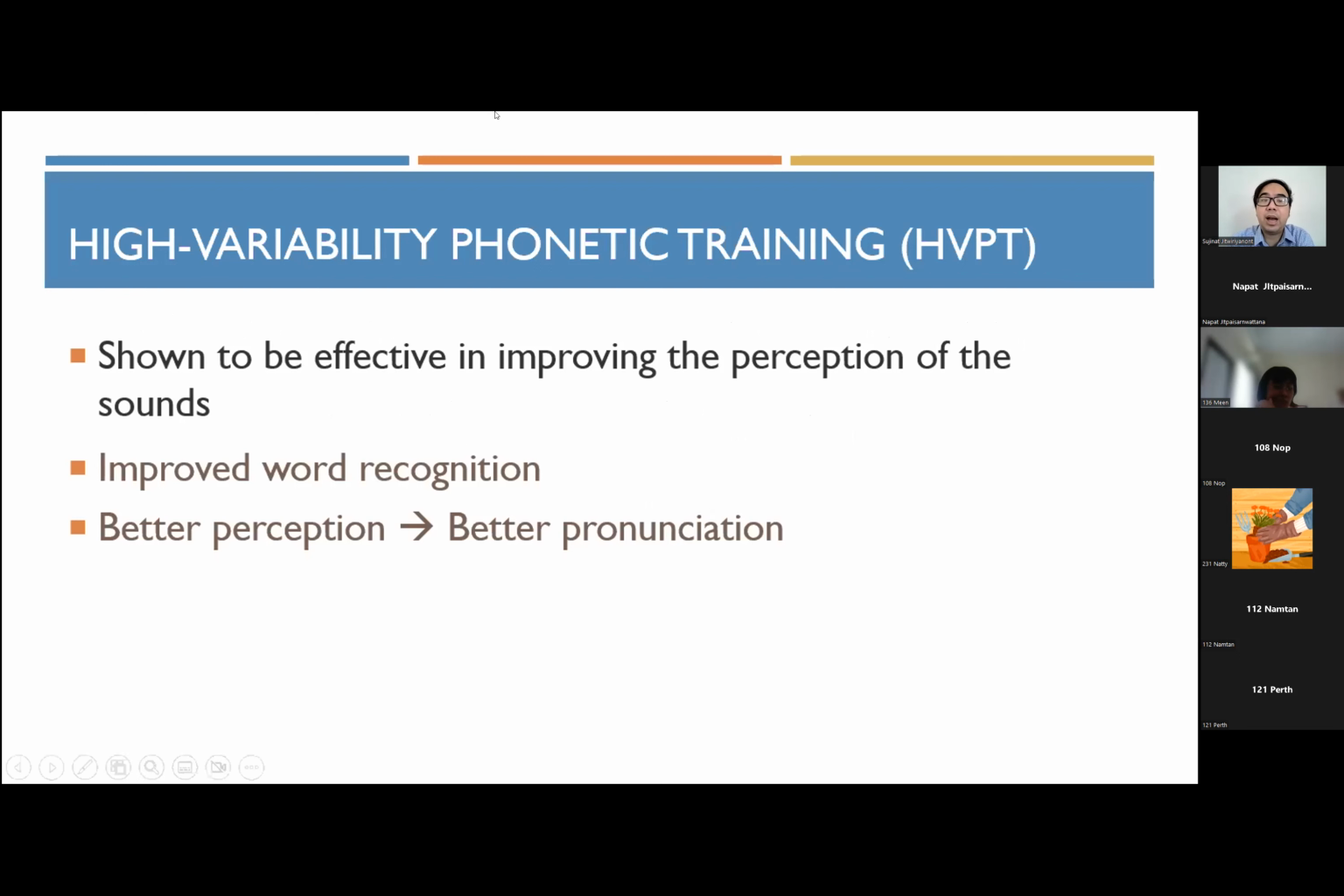It is HVPT, high variability phonetic training. It is shown to be effective in improving the perception of the sounds, and it could lead to improved word recognition. And if we have better perception, it would lead to better pronunciation. So when you learn a foreign language, it would be useful if you have input from different speakers.